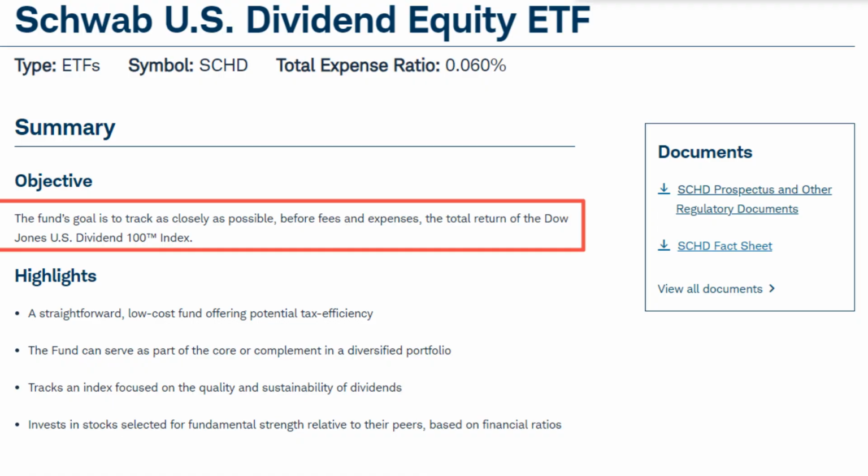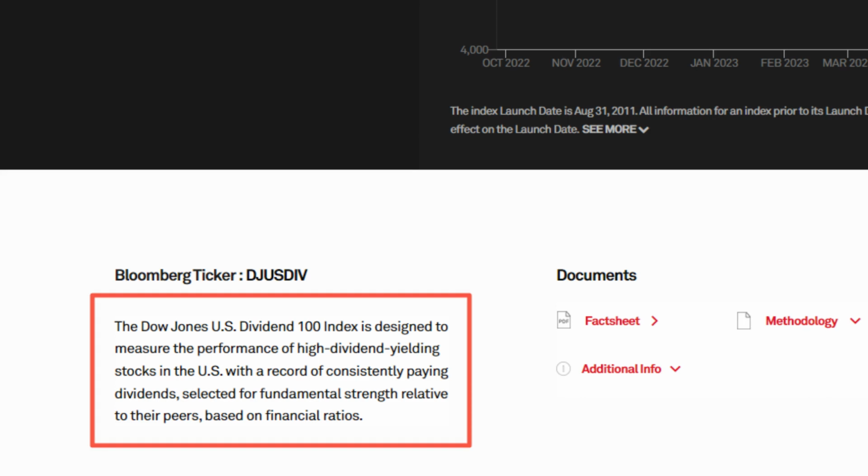So, what is the strategy of SCHD? If we check the Charles Schwab website, we will see it follows the Dow Jones US Dividend 100 Index. From here on, you need to research the index and what it does, or otherwise you are blindly throwing dollars at Schwab. A quick search on Google for the index will probably lead you to the website of spglobal.com, where we can learn more about it. There it says that the Dow Jones US Dividend 100 Index is designed to measure the performance of high dividend yielding stocks in the US with a record of consistently paying dividends, selected for fundamental strength relative to their peers based on financial ratios. Okay, that sounds impressive, but it's not enough.